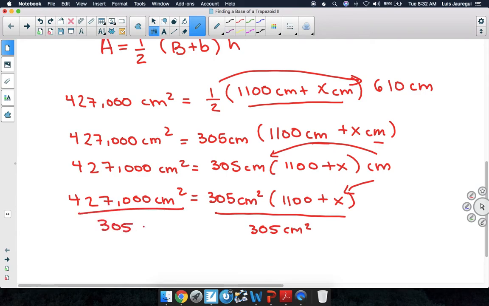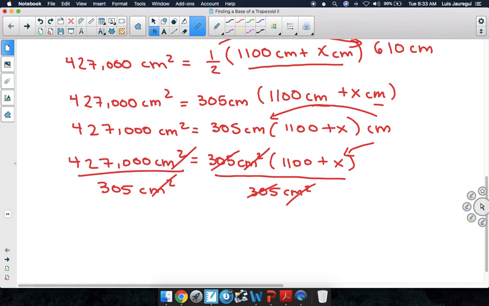By doing so, we can cancel out the square centimeters on the left hand side right away. On the right hand side, we can cancel the centimeter square over the centimeter square and the 305 over the 305, because in both cases those quotients are equal to 1. And let's go ahead and divide the 427,000 by the 305, which in this case happens to be 1,400. And that is equal to 1100 plus x.